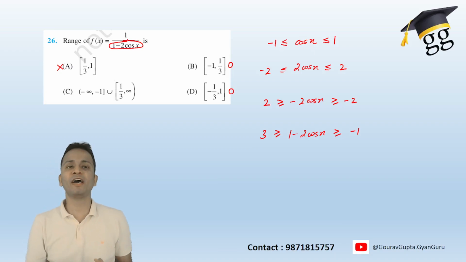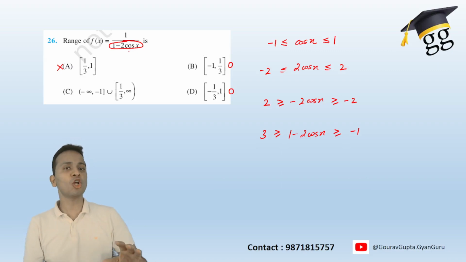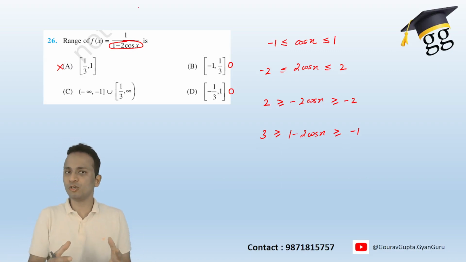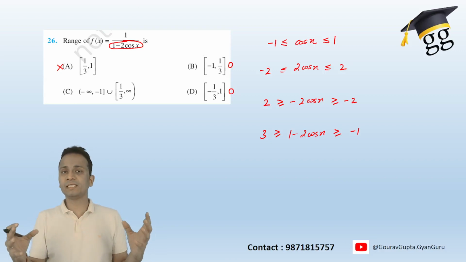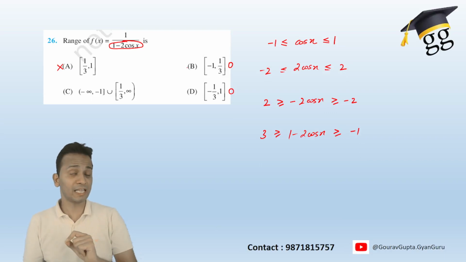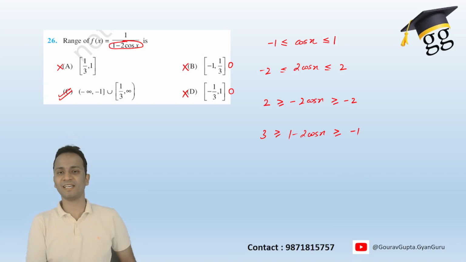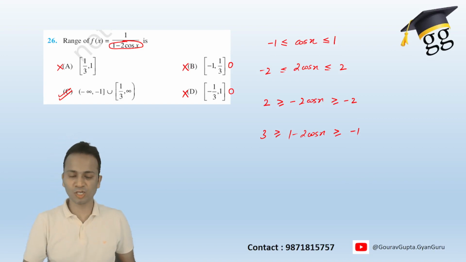Now there is a fraction 1 upon something. Can this fraction be equal to 0? No, it can never be equal to 0. It can always be approaching towards 0 from the negative side or the positive side. It can approach 0, but it can never be equal to 0. So I can also say that the range of this function cannot include 0. So option B and option D are again eliminated. Now I'm left with only one option, so I can safely mark option C as the correct answer. All right, so that was question number 26.